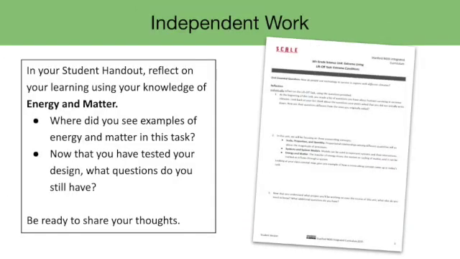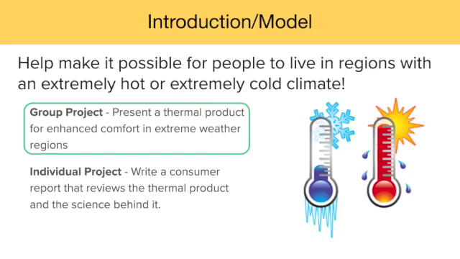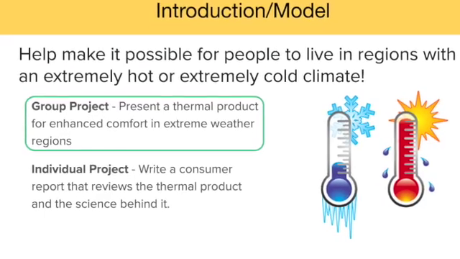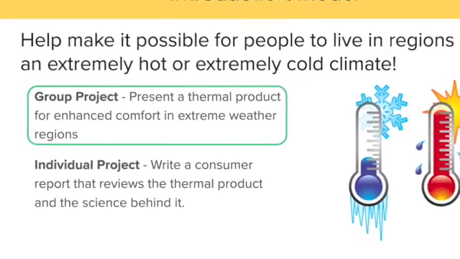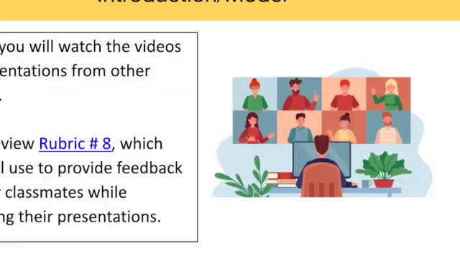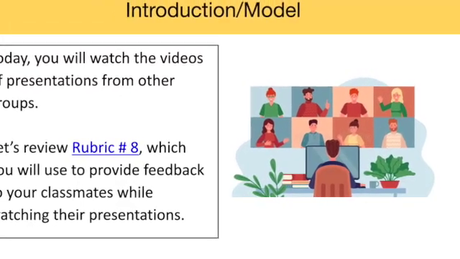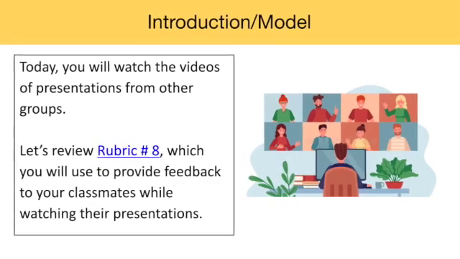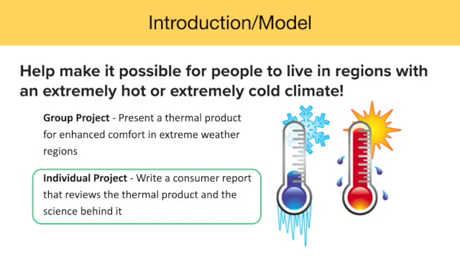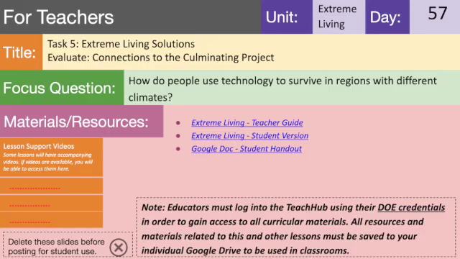Next, on day 58, students will reflect on their learning and make connections to the cross-cutting concept of energy and matter. Then, they will begin the culminating project for the unit, starting first with the group project. Students will then view each other's presentations and provide feedback using a rubric. Finally, on day 61, students will work on the individual portion of the culminating project and wrap up the unit. Now, let's go through the key points from each day, starting with the lesson for day 57.